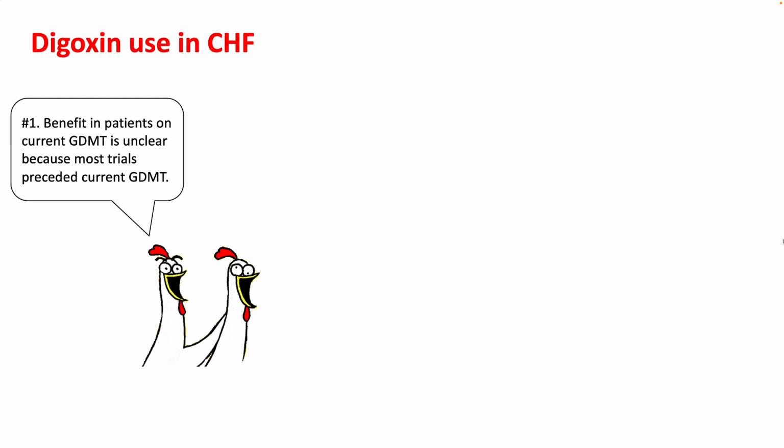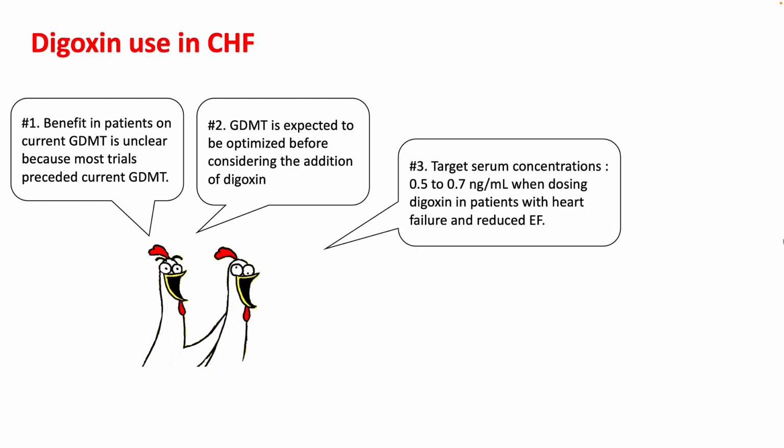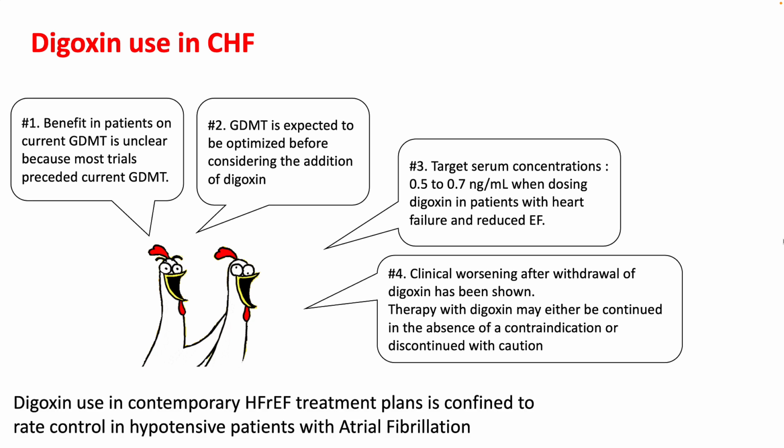Answer is possibly not. The benefit of digoxin in patients on current GDMT is unclear because the trial was done before the GDMT was initiated. So optimize your GDMT before considering addition of digoxin. And if you are using digoxin, make sure that your serum concentration is between 0.5 to 0.7. If you're already on digoxin, continue the medication unless there is a contraindication to its use.